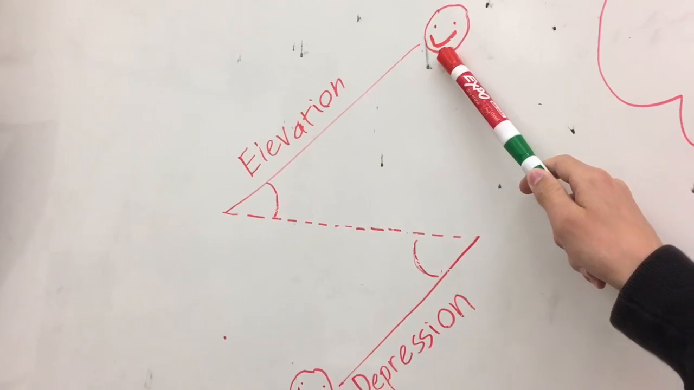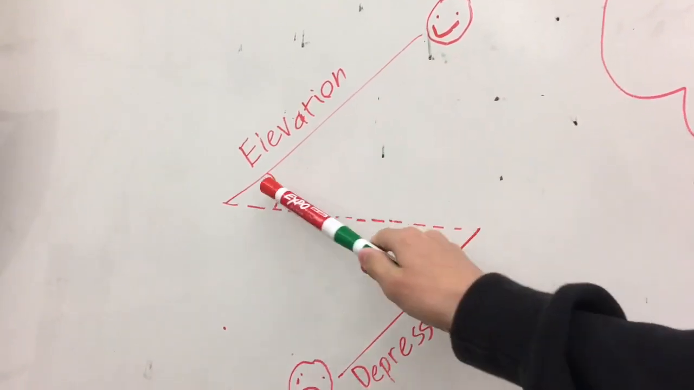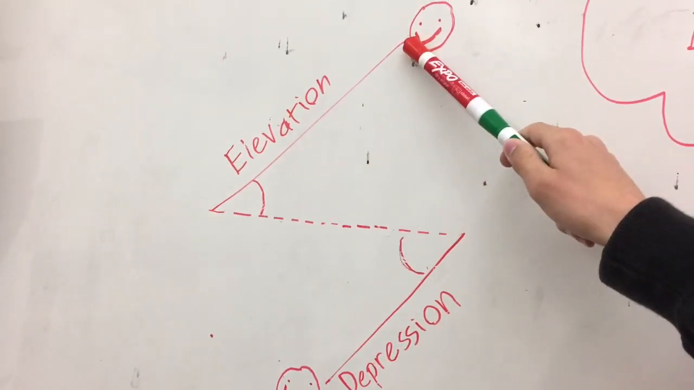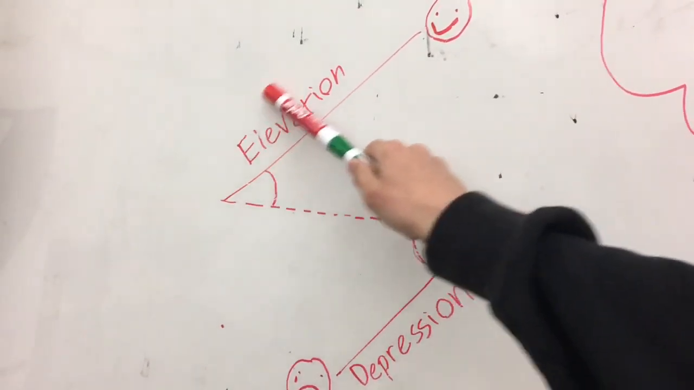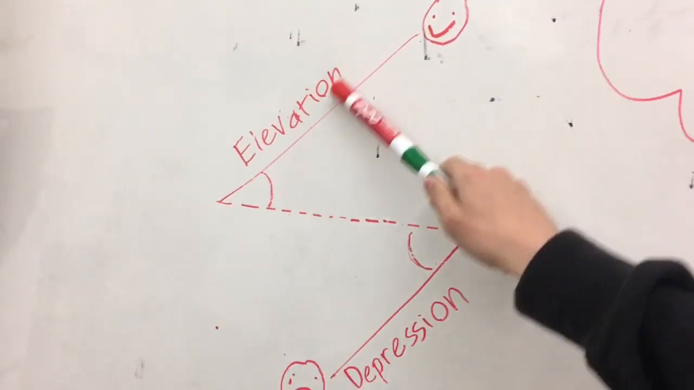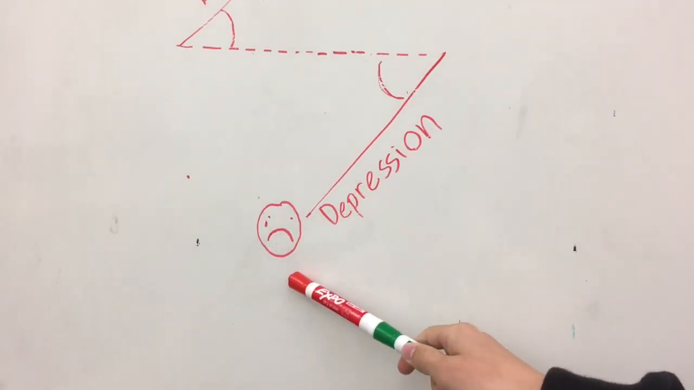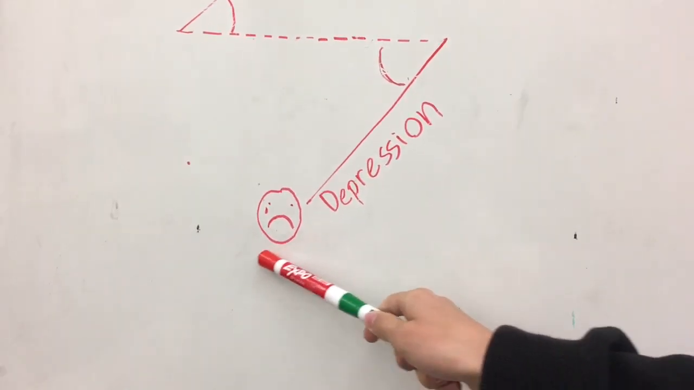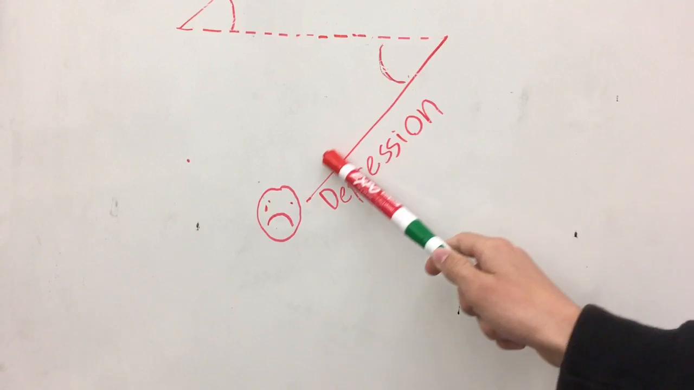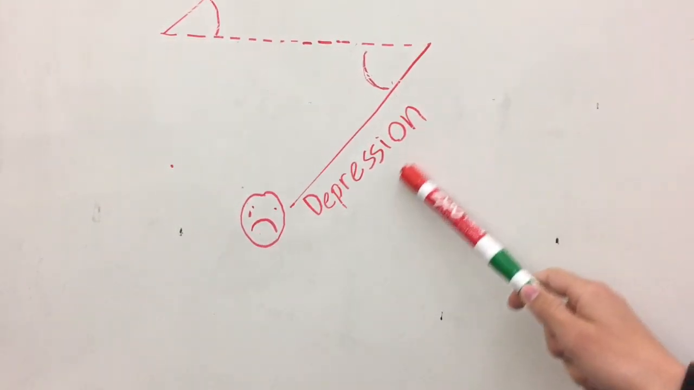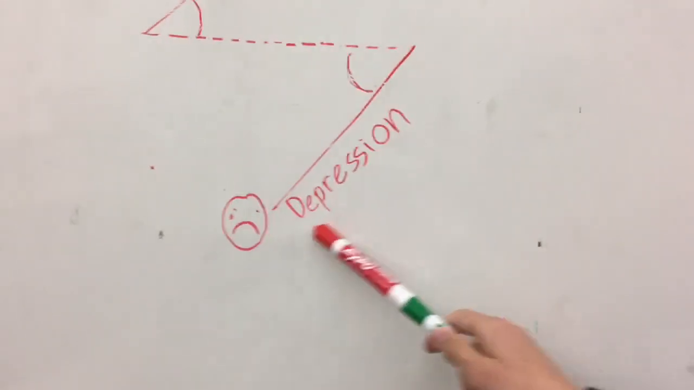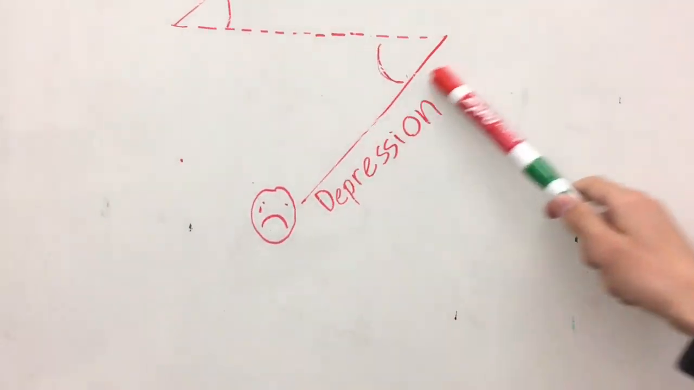If the object is above the line, and high up is where the angle aligns, elevation is the name of the angle. And if the object is below the line, and down is where the angle aligns, the angle of depression is the name.